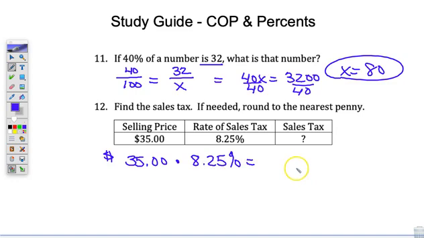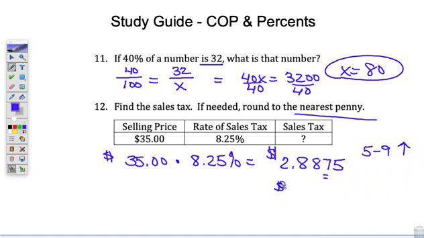So in number 12, quick multiplication will give us, on our calculator, we get 2.8875. But remember, whenever this happens, you need to round to the nearest penny. So I'm going to be looking at the number to the right of 8, which is in the thousandths place value. Since that value is between 5 and 9, I need to round up. So the sales tax is going to be $2.89. If that 7 had been in between 1 and 4, we would have just left it alone.